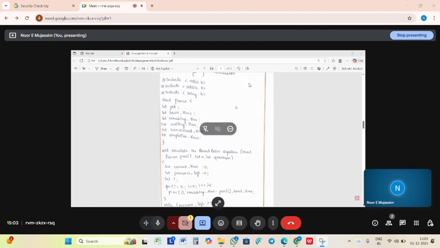Here is the implementation part. We have used C programming language. Here these are the datasets included, that is burst time, remaining time, waiting time, turnaround time and completion time. And here it is the quantum, that is Q. Next we'll see the output.